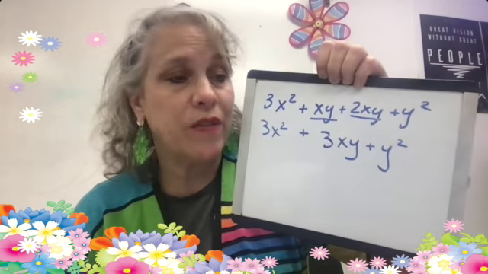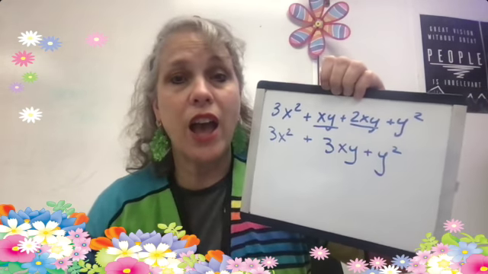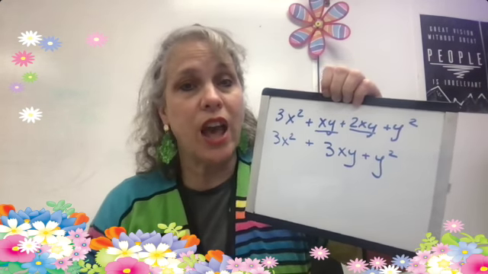So that is my final answer. You cannot add them together. You cannot add the exponents. You can only add like terms.